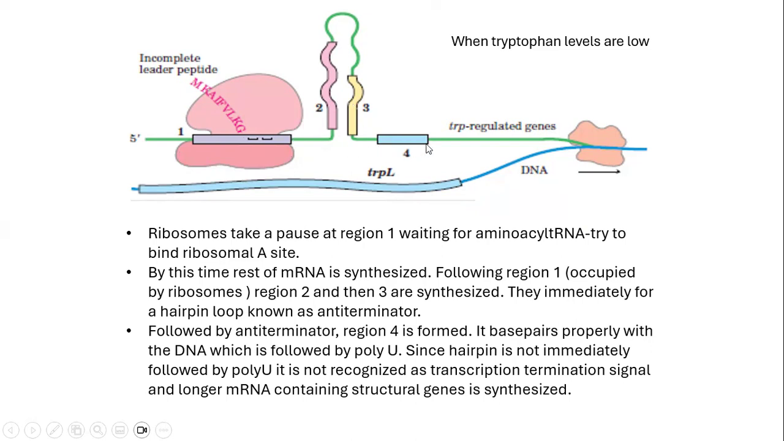Continued transcription will result in formation of region 4. So here you have a base pair between region 2 and 3, followed by a sequence that can base pair normally with the template. And then you have the poly-U sequence that is synthesized. Since the hairpin loop and the poly-U sequence are not exactly adjacent to each other, as a result, transcription is not stopped in this case, and you will have formation of longer messenger RNAs, including the structural genes tryptophan E, D, C, B, and A.